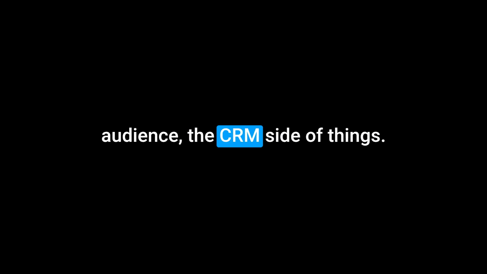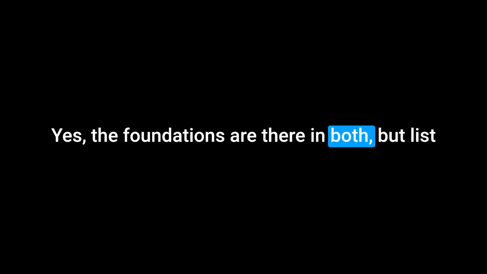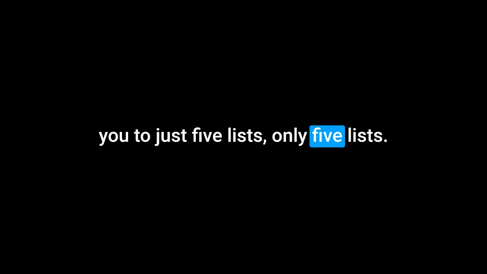Let's shift gears to managing your audience, the CRM side of things. Both have the basics, right? Contact profiles, custom fields, tags. Yes, the foundations are there in both. But list management shows another tier difference. ActiveCampaign's Starter plan limits you to just 5 lists. Only 5 lists. Wow. If you have different products or audiences, you'll outgrow that very fast. Again, it pushes you to upgrade for unlimited lists on higher plans.